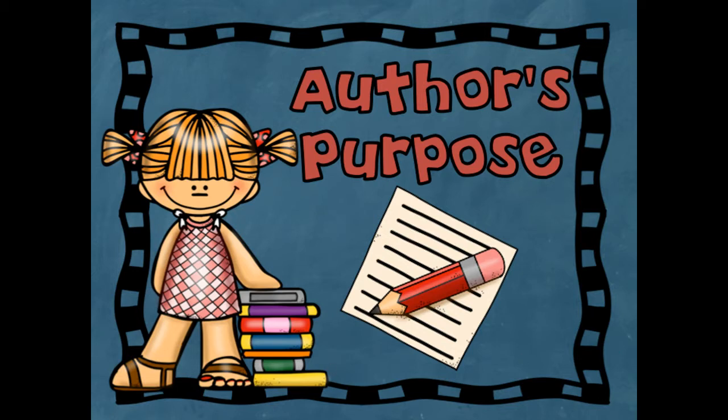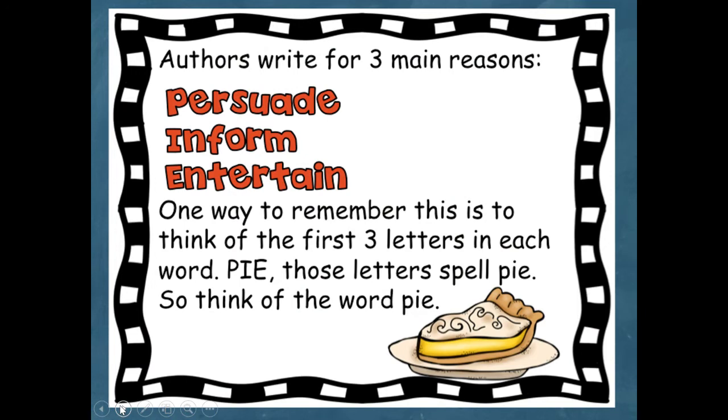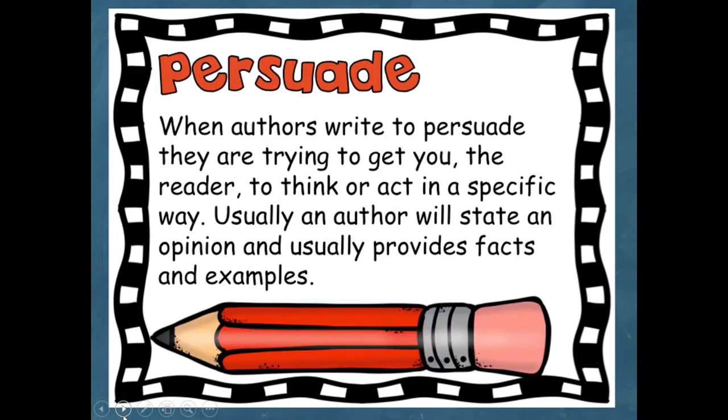We are going to review the author's purpose and look at a couple examples of the three different reasons why an author writes. Remember that author's purpose is asking, why do authors write? What is their purpose or reasoning behind what they wrote? We've talked about the three main reasons. Think of PIE: persuade, inform, and entertain. Each of those letters spells out the word PIE. So that's why we think of that.